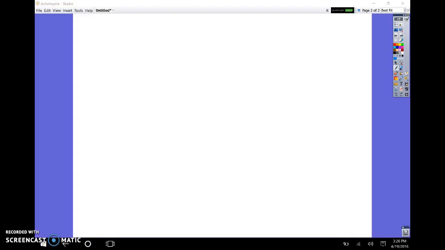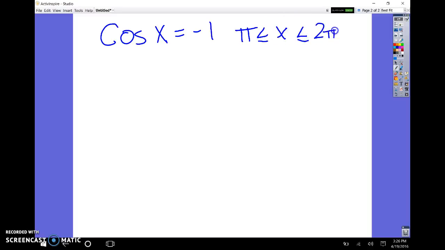So we're going to take a look at one of the other problems from the review. A lot of you had issues with number 3, which is cosine of x equals -1. Okay, and then they also gave you a restriction. They said it was between pi, or it was less than or equal to pi, and 2 pi, right? x less than or equal to 2 pi.